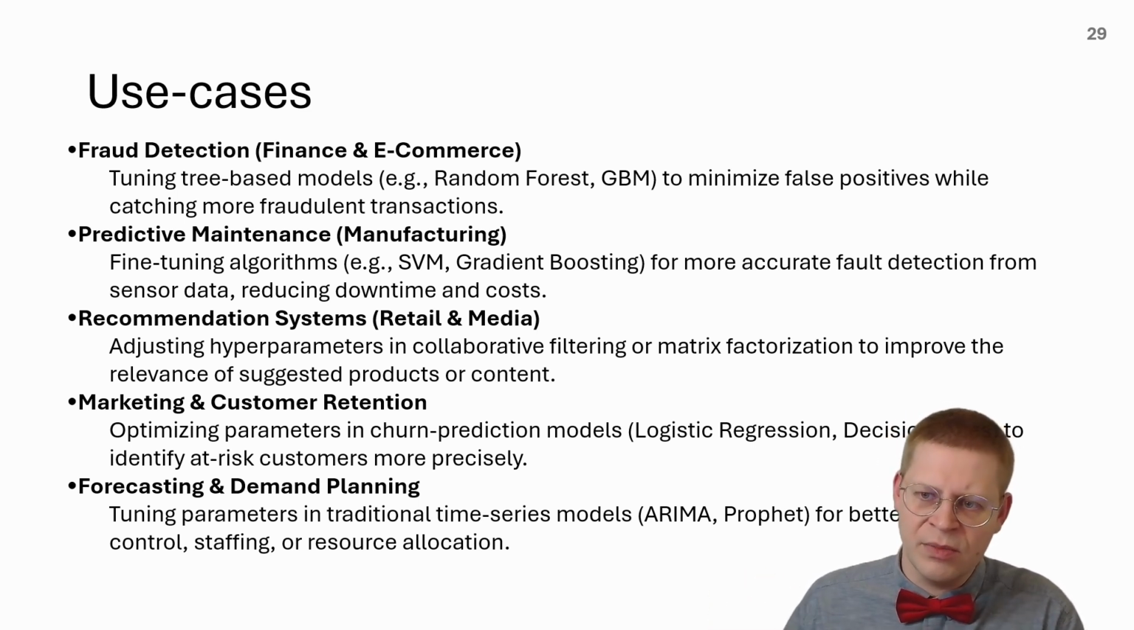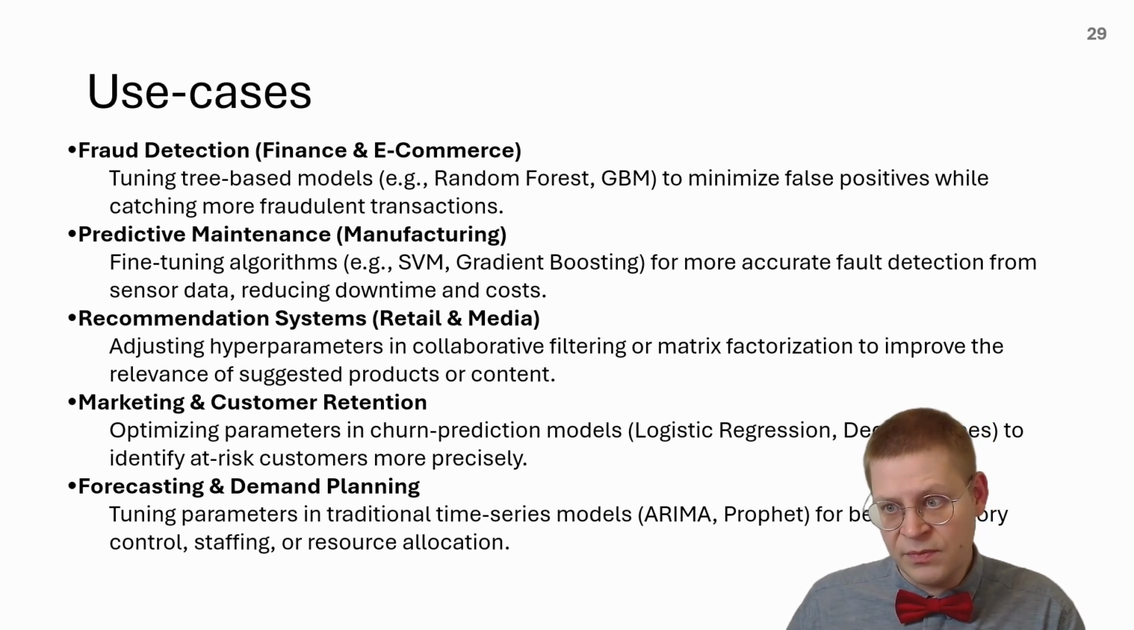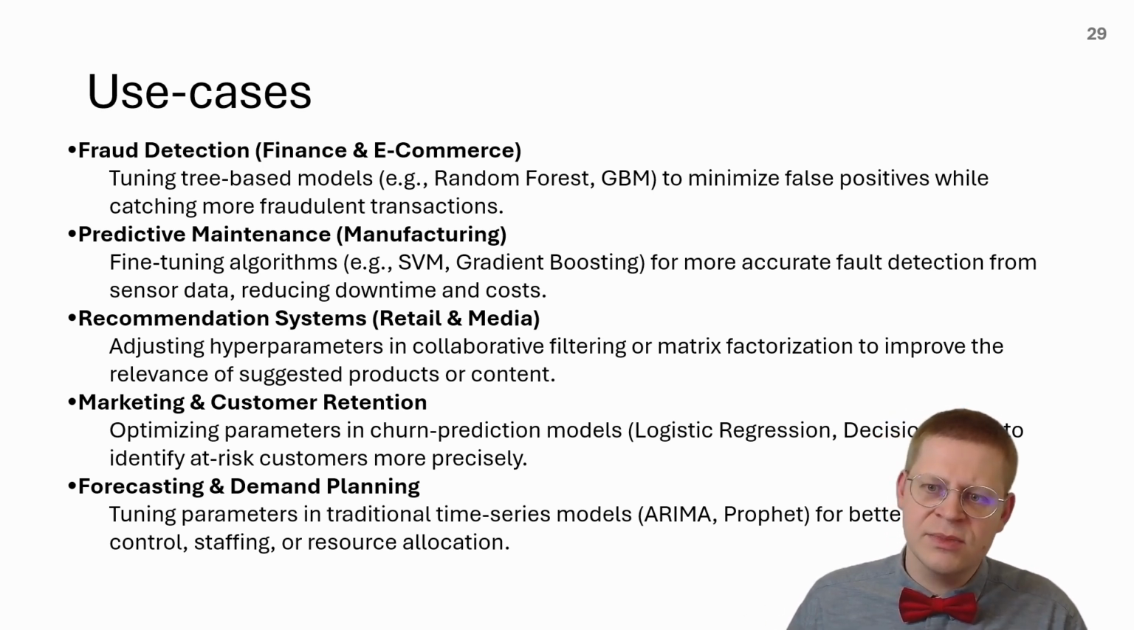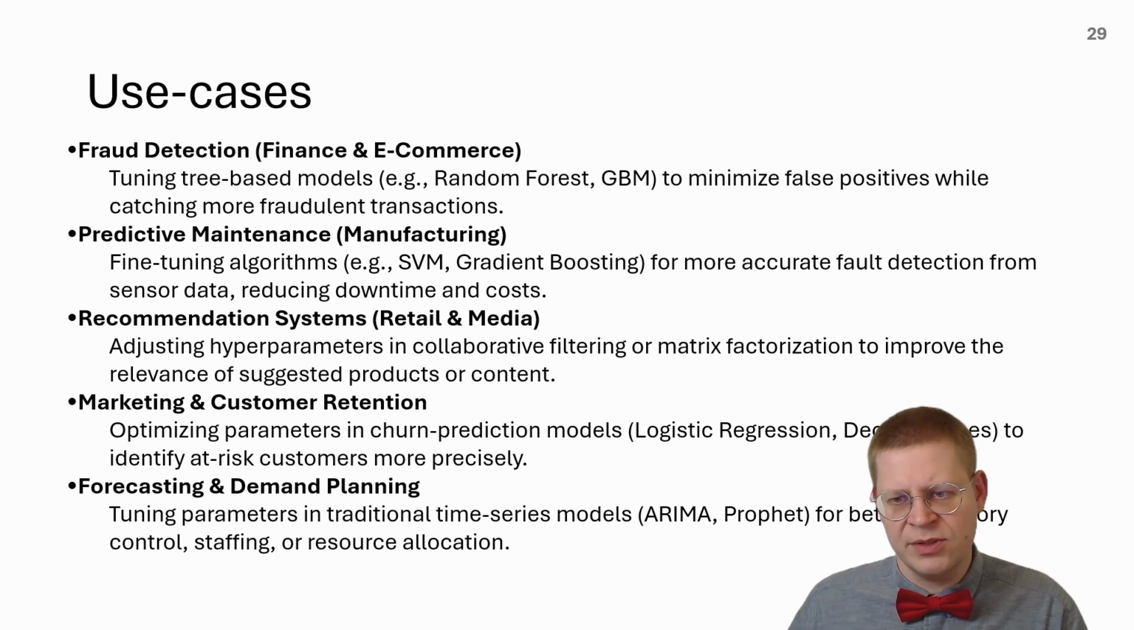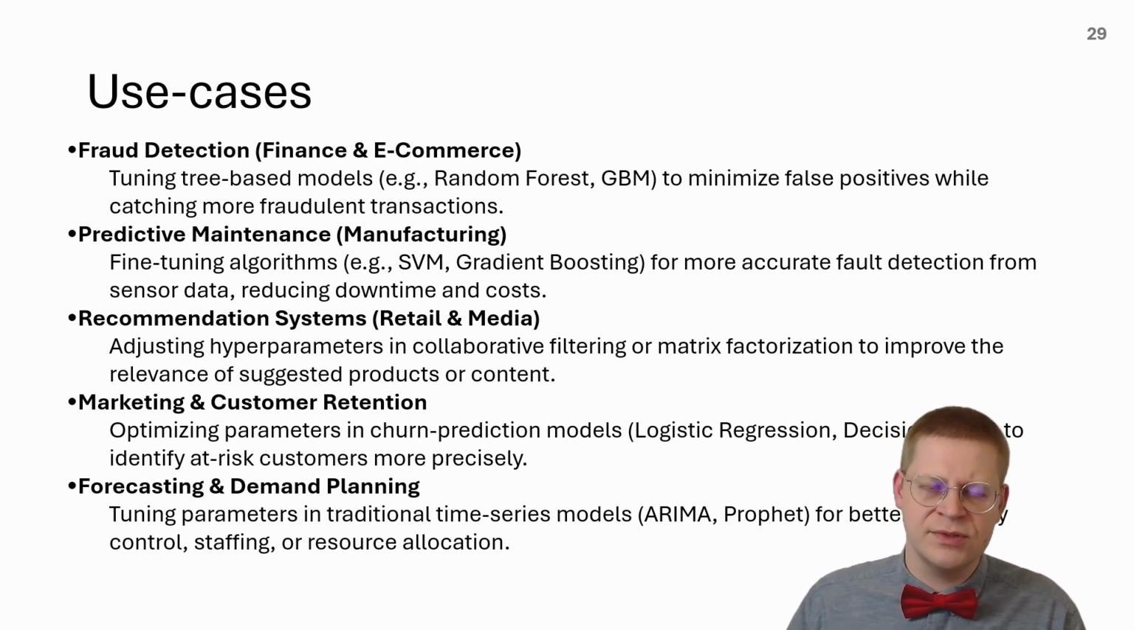Recommendation systems become far more effective and profitable when hyperparameters are dialed in to deliver personal relevant products or media. Meanwhile, marketing teams can more accurately identify customers that are likely to churn if models are carefully optimized. Even classical time series forecasting like ARIMA or Prophet benefit from hyperparameter optimization, leading to more efficient demand planning in retail or logistics. Across these domains, hyperparameter tuning directly correlates with better performance, lower costs, and improved user satisfaction.